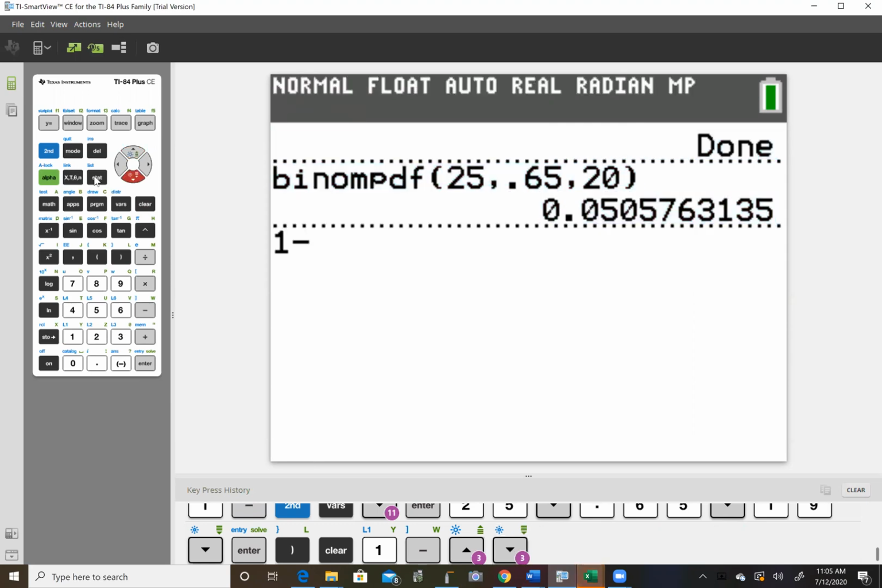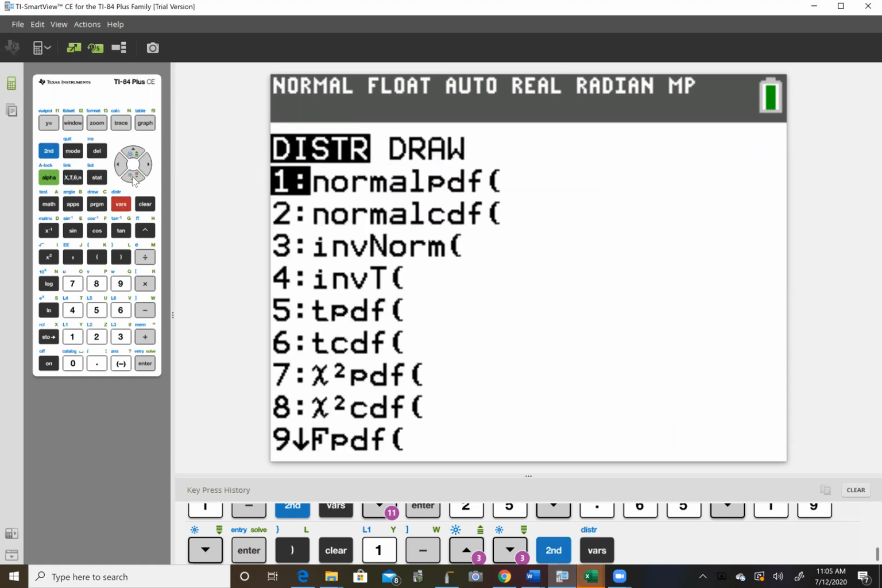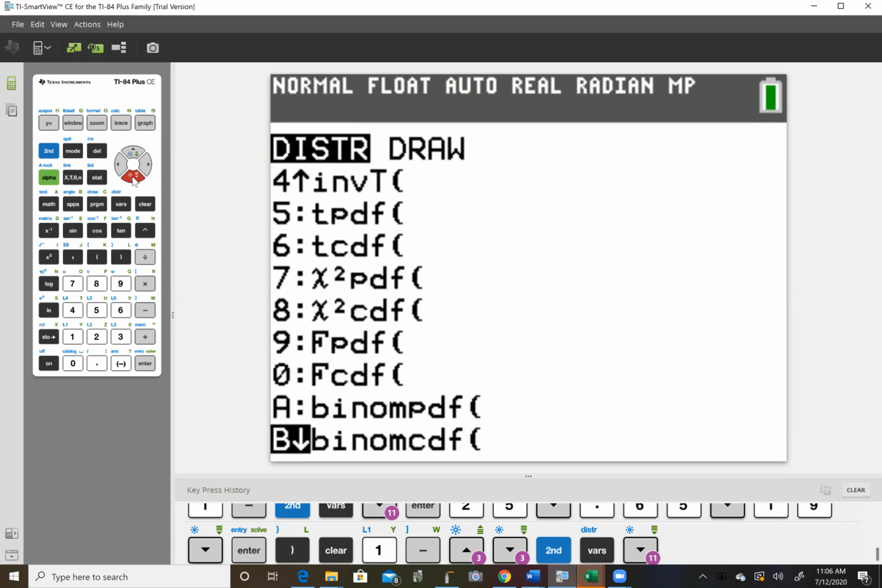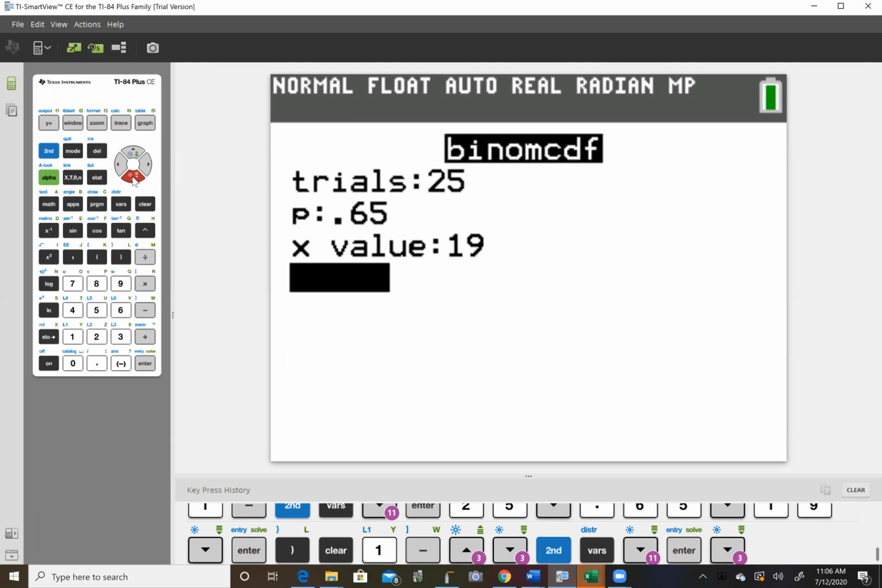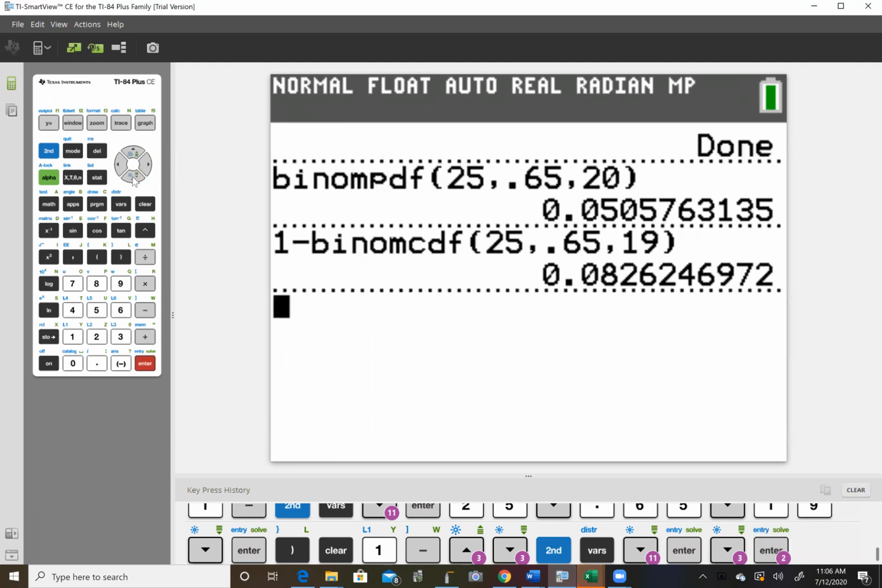Sorry, you guys. So a little more practice. Second distribute all the way down to B, I mean. That's the same. Enter, enter. 0.0826. So what we're doing is subtracting the binomial CDF up till 19 from 100% to get that answer.